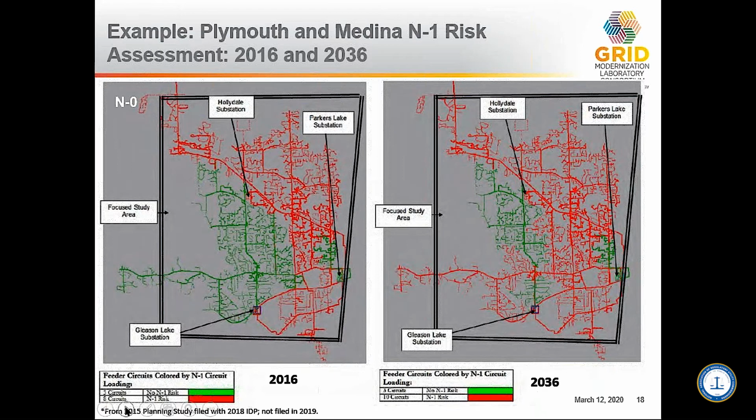And this shows that based on the load forecast from 2016 to 2036, there will be several more circuits. In fact, 2 additional circuits would be in red, as the bottom chart shows. And you see there's a lot more red spread around the system. So this is a very eye-opening chart and shows the risk that must be mitigated.